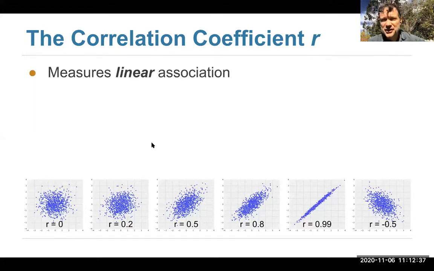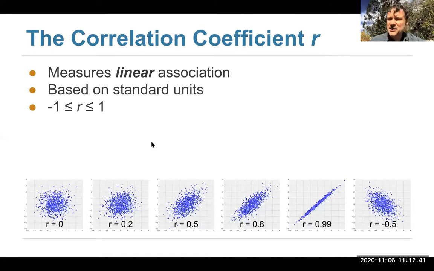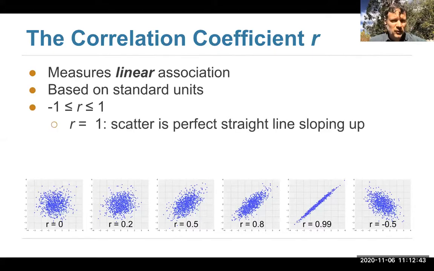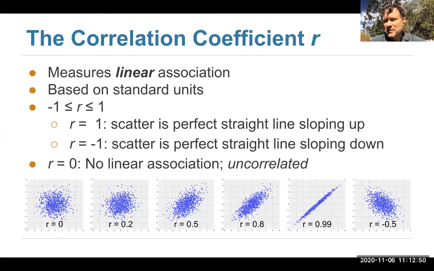Okay, so correlation coefficient measures linear association. We showed how to compute it using standard units. It gives you a number between -1 and 1. When it's 1 or -1, that means it's a straight line. When it's 0, that means there's no linear association, and values in between kind of interpolate between that.